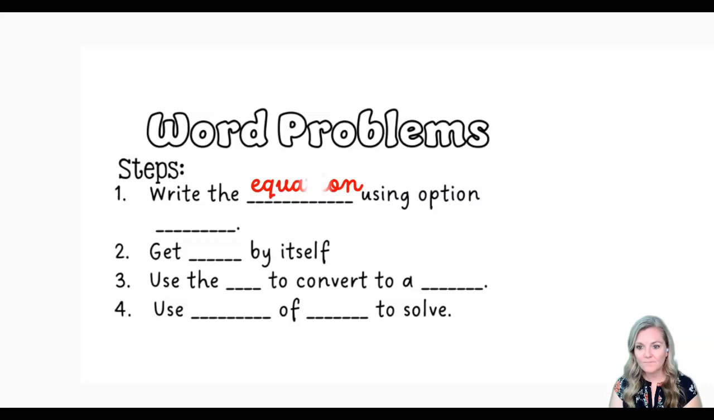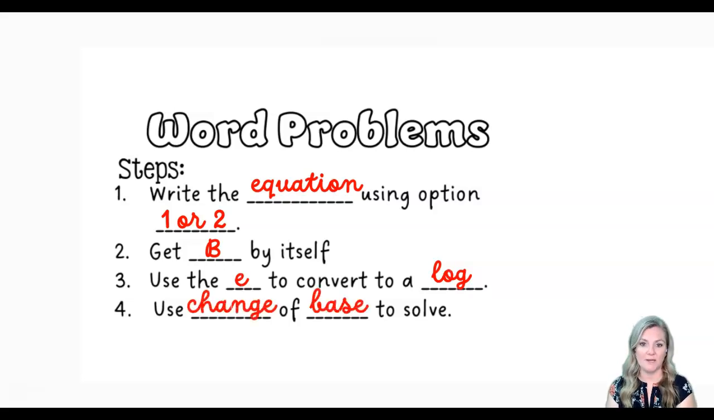So first thing you're going to do is write the equation either using option 1 or option 2. Option 1 and option 2 go back to last unit. So do your time frames match? That's when you use option 1. Do your time frames not match? That's option 2. Then you're going to get the b by itself, exactly like what we did with exponentials before, because at this point what we're doing is solving an exponential. You're going to use the e to convert it to a log, and then use change of base to solve it.